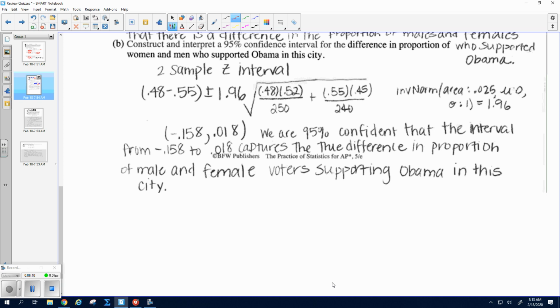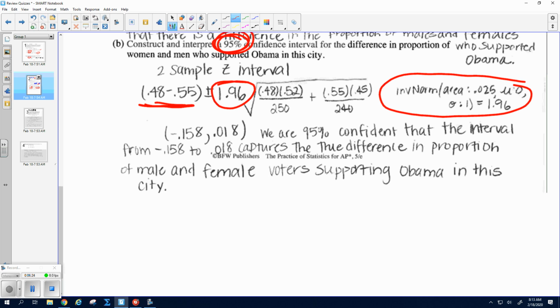All right, so for your interval, you guys, you subtract in the same order your statistic, plus or minus your Z star. Some of you are doing this wrong. Be really careful if you're doing 95% that you do not plug 5% in for your inverse norm area. You have to do 5% divided by 2, 0.025. And then for your standard deviation formula, this is where you have separate p's. So don't use p combined. Be sure you have a 0.48 and 1 minus 0.48 over 250 and a 0.55 times 1 minus that over 240.